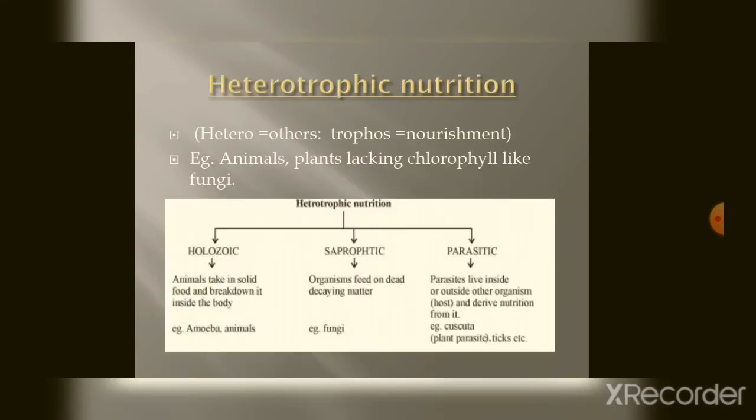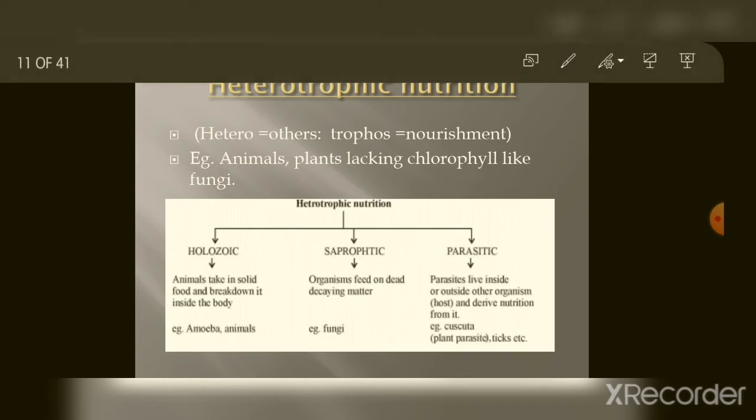The next one is heterotrophic nutrition. In heterotrophic nutrition, hetero means other and trophs means nutrient. So organisms which depend on others for nutrition have heterotrophic nutrition, for example animals and chlorophyll-lacking plants, that is fungi, etc. Heterotrophic nutrition is of three types: holozoic, saprophytic, and parasitic.